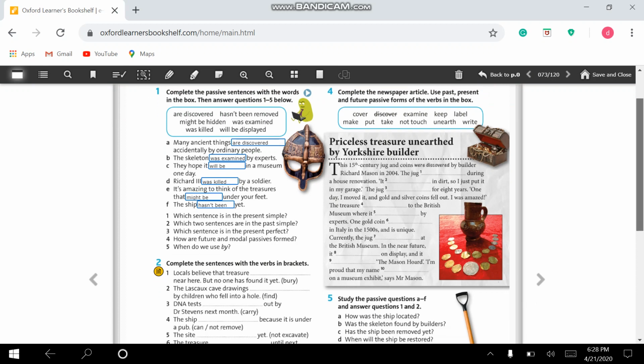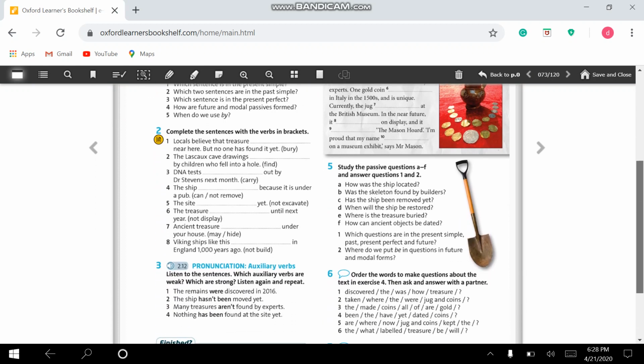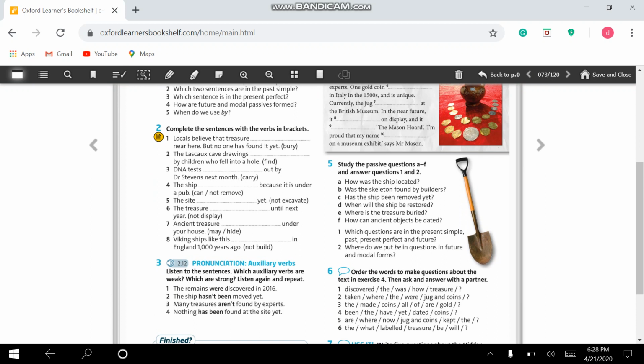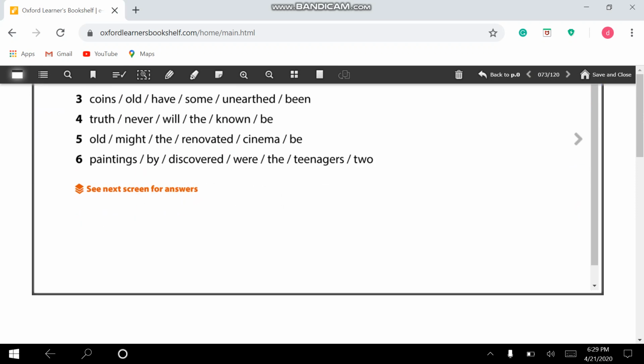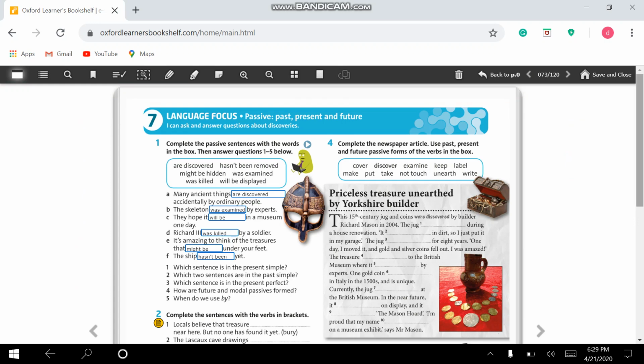Let's proceed with exercise number 2. Complete the sentences with the verbs in the brackets. So, locals believe that treasure is buried near here, but no one has found it yet. The Lascaux cave drawings were found by children who fell into a hole. So you have the verb here find. In passive, it is were found, okay? Were found.